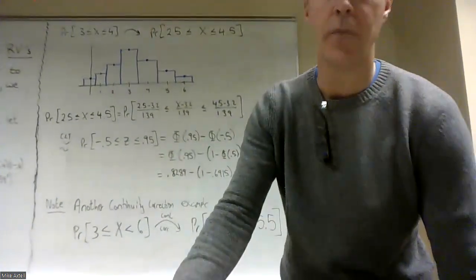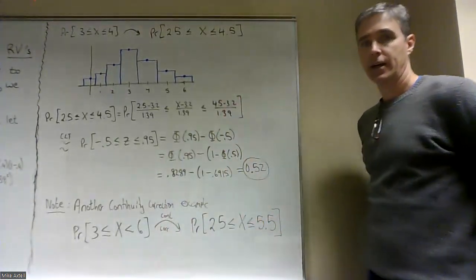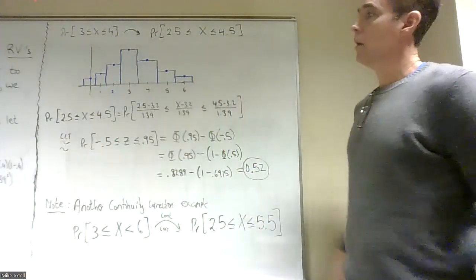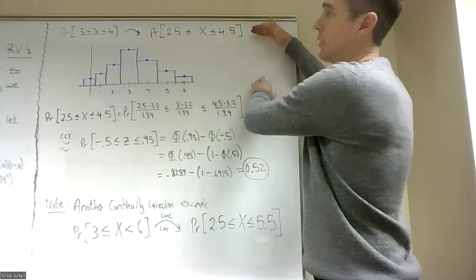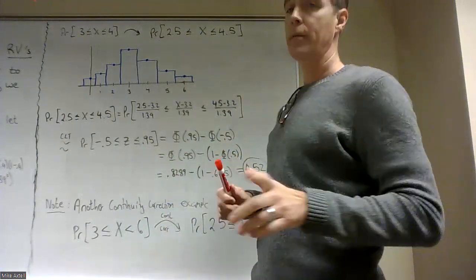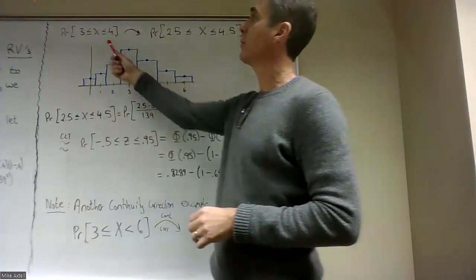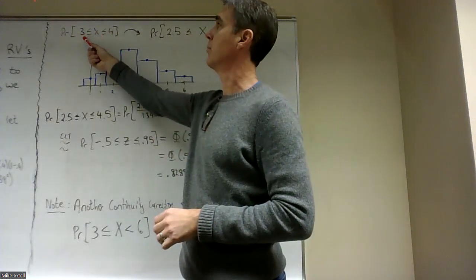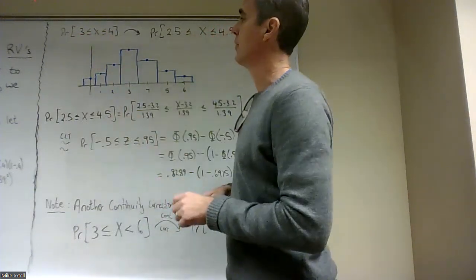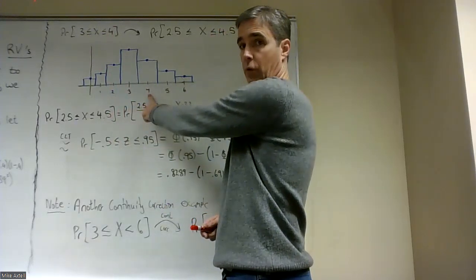Okay, so I need to edit this blue picture, but why don't you pause, copy it down, then press play. All right, so up here, I'm trying to explain the continuity correction, and I've got some detail to add in, right? So remember, X is discrete. It's a binomial random variable. So if I want the probability that X is between 3 and 4, well, 3 is less than or equal to X is less than or equal to 4, that means I want the probability that X is 3 plus the probability that X is 4.